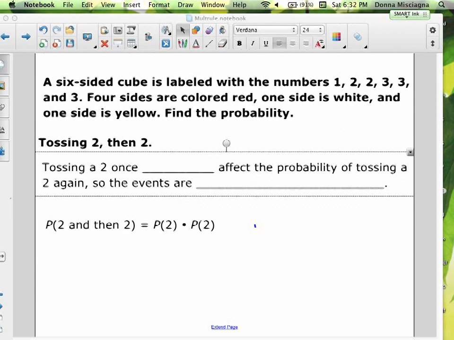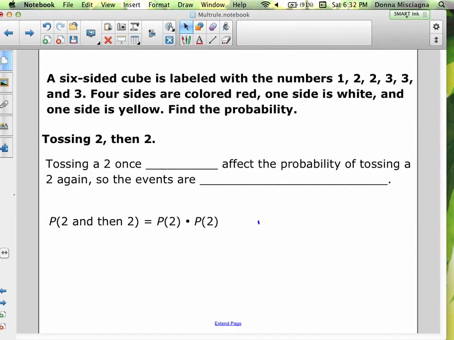Welcome to probability using the multiplication rule. So this is a continuation of the lesson from class. All right, so we have a six-sided dice. A six-sided cube is labeled with the numbers 1, 2, 2, 3, 3, and 3. Four sides are colored red, one side is white, and one side is yellow. We want to find the probability of tossing 2, then tossing 2 again.